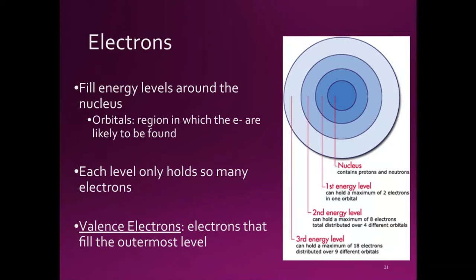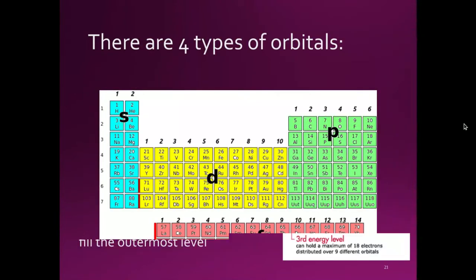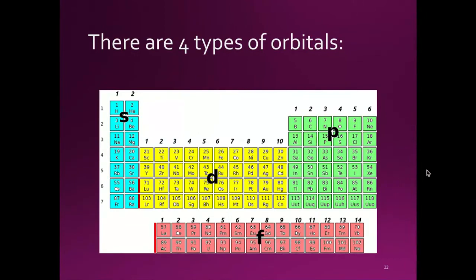The reason that's important is because when we start talking about how atoms combine with each other, this is actually where chemical bonds happen. They happen with those outermost shells. There are 4 types of orbitals: S, P, D, and F. We're not going to go too much into it. The ones that you really need to worry about are S's and P's for this class.